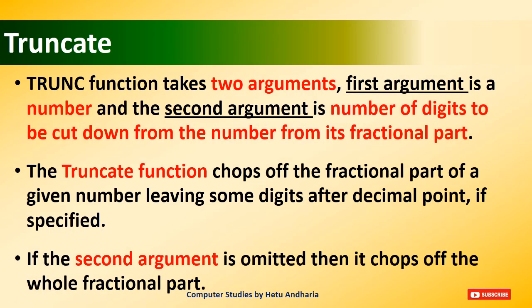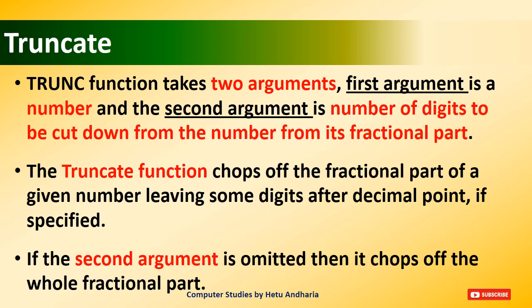Now the truncate function is much more similar to that of round function. The name of the function is TRUNC. Trunc function takes 2 arguments. The first argument is a number or the cell address of the cell which you want to remove the fractional part or decrease the number after the fractional part. And the second argument is a number of digits to be cut down from the number from its fractional part.